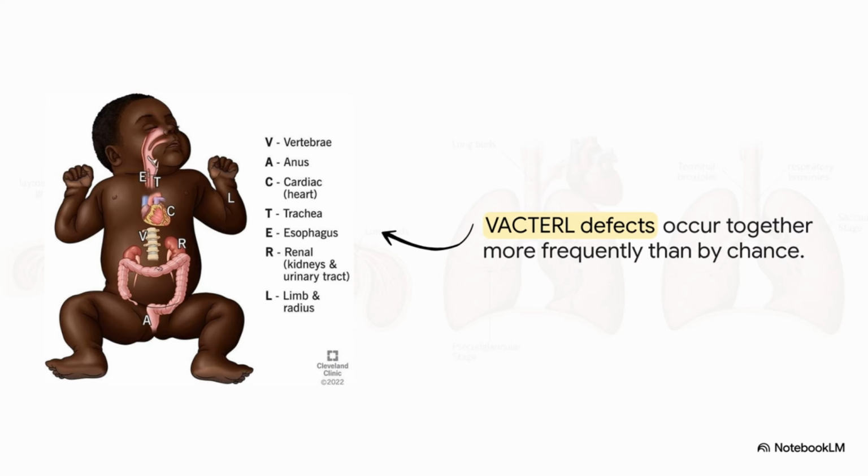You have to systematically evaluate the infant's spine, check for anal patency, listen to their heart, order a renal ultrasound, and carefully examine their limbs. These interconnected bodily systems are basically a package deal when that early embryological mapping goes awry.